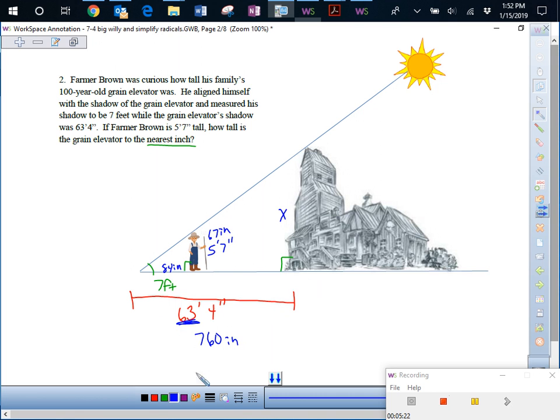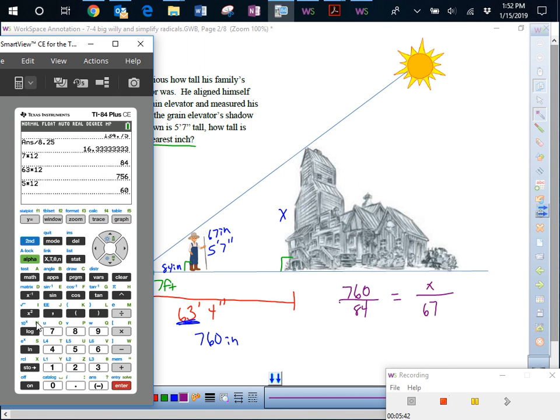And now that we're in the same unit, I can set up my scale factor because I have similar triangles. So big over little, 760 over 84. Make sure you guys are using the right numbers and you don't mess things up and use one of them in inches and one of them in feet. That'll be x over 67. And we'll solve with cross multiplication. 760 times 67. And please put a comma in that large number.